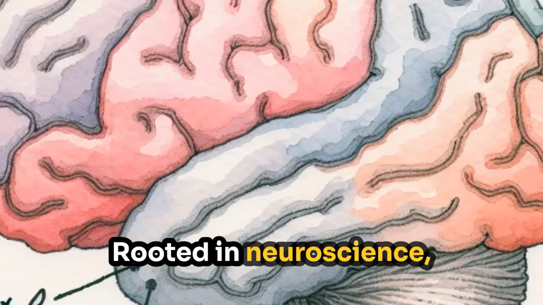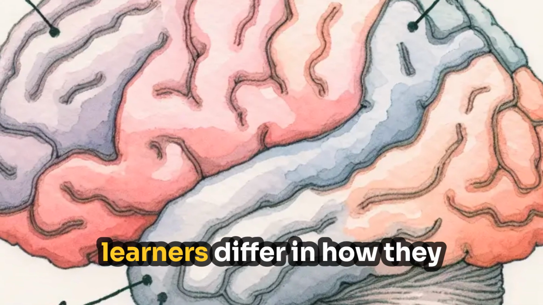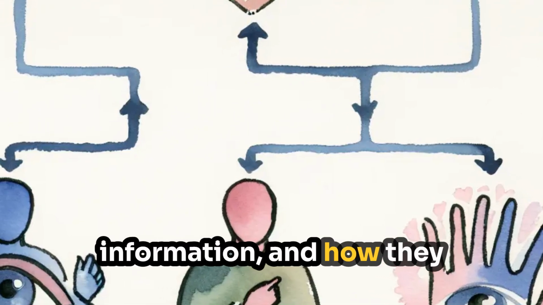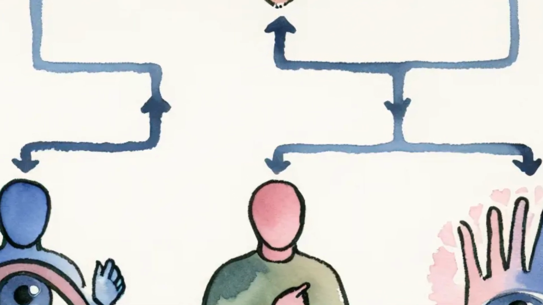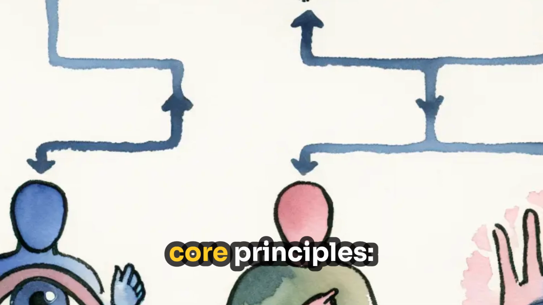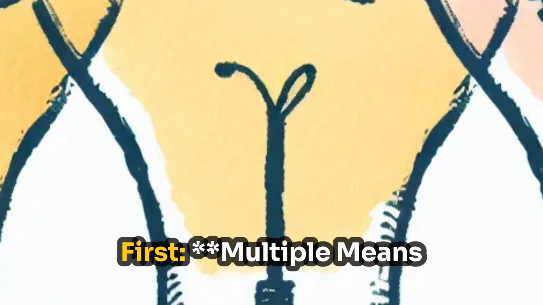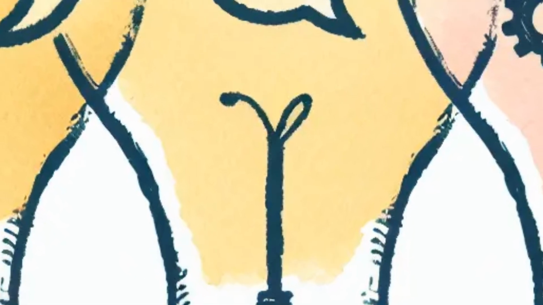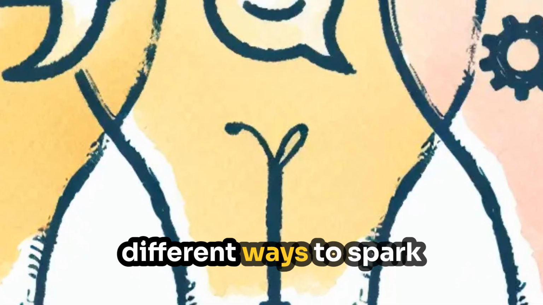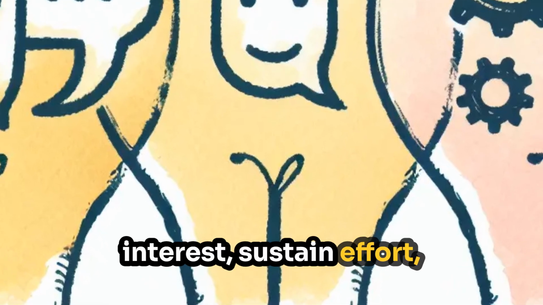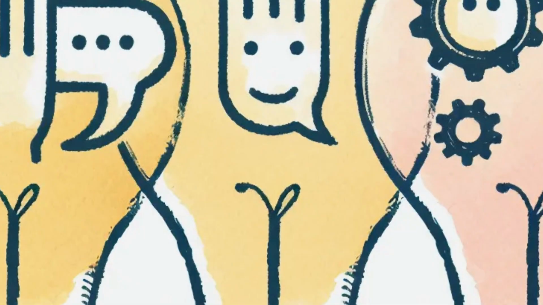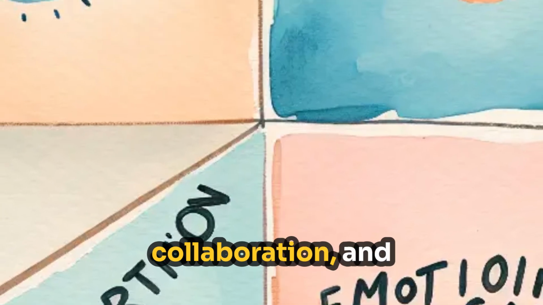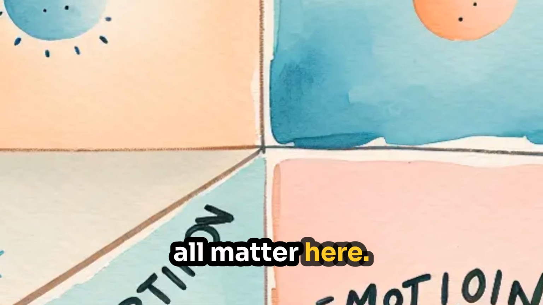Rooted in neuroscience, UDL recognizes that learners differ in how they engage, how they process information, and how they express what they know. The UDL framework is built on three core principles. First, multiple means of engagement. This means offering different ways to spark interest, sustain effort, and motivate learners. Choice, relevance, collaboration, and emotional safety all matter here.